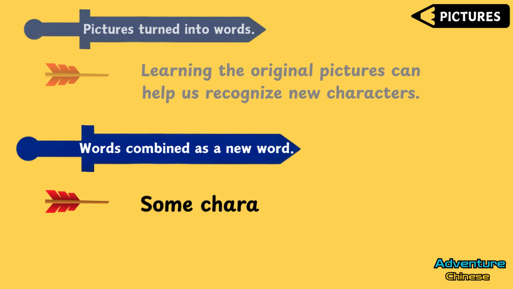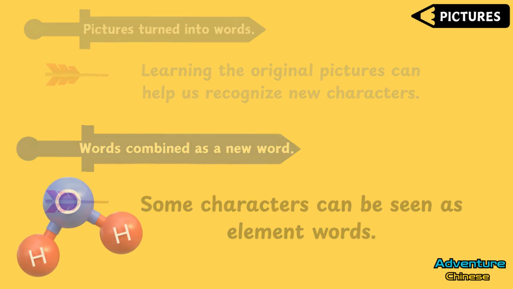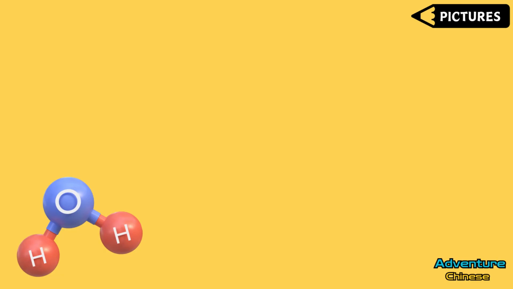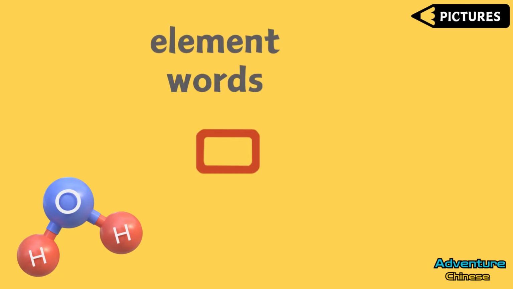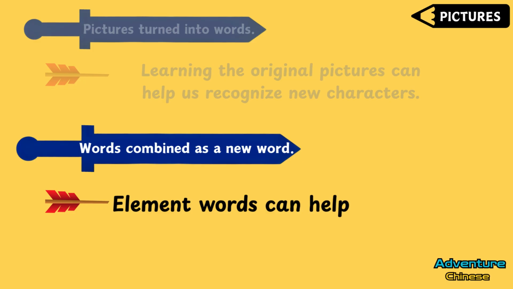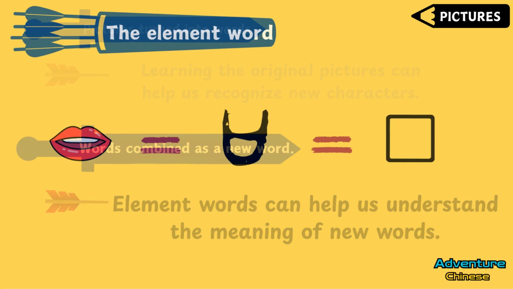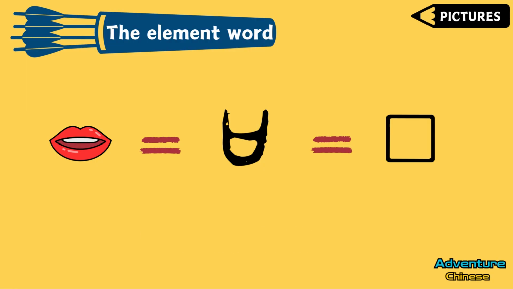The second discovery is that some characters can be seen as element words. It is just like how chemical elements can combine to form different compounds. Element words are frequently used to form new words. It can help us understand the meaning of new words. For example, mouth is an element word.